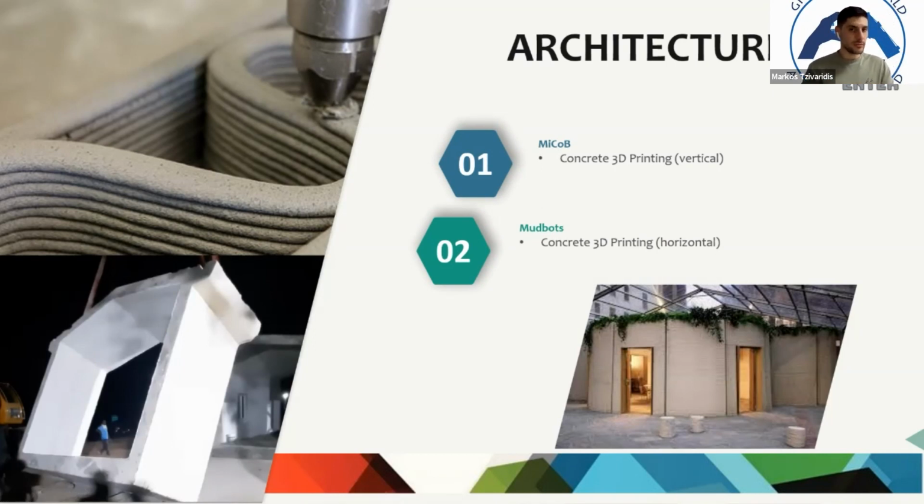First initiative I would like to mention is MyCope, which 3D prints buildings with the use of concrete by printing the building layer by layer vertically and then rotating the building, as you can see here on the lower left picture. And then second one is Madbots, which uses the same technology, but instead of creating the building vertically, they print it on the spot horizontally. Let's move to the next slide where you can see Madbots create the building from zero.